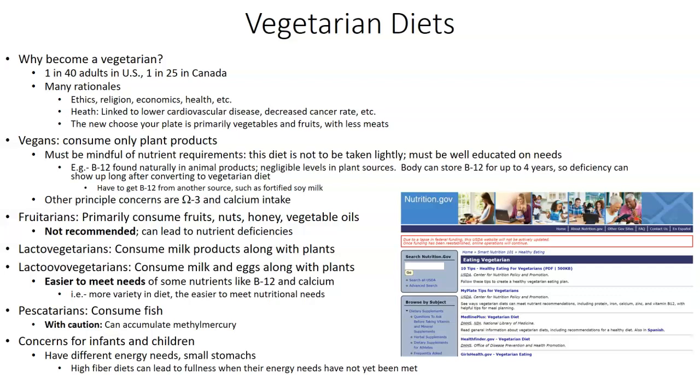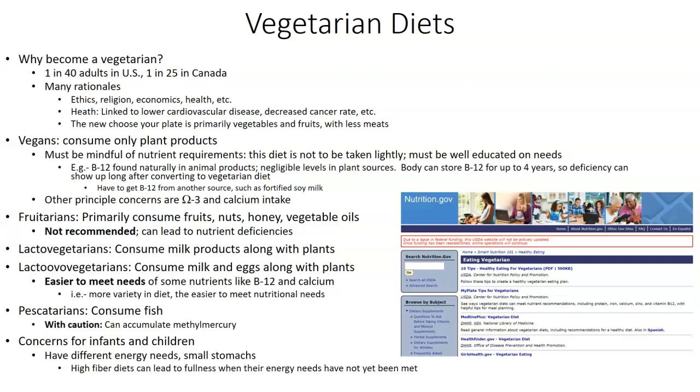Lacto-ovo-vegetarian, lacto for milk, ovo for egg. These people consume milks and eggs. It's the easiest of the vegetarian groups to meet your overall nutritional needs, because when you do this, B12 is found in egg yolks, calcium is going to be found in the milk, you're good to go. So you're going to meet basically all of your requirements with vegetarianism and also with what you need for your nutritional health if you follow the lacto-ovo-vegetarian diet.